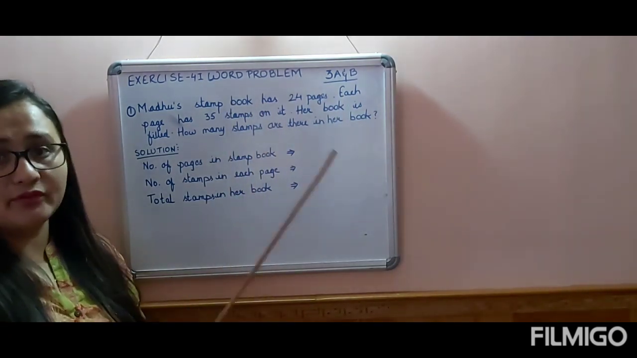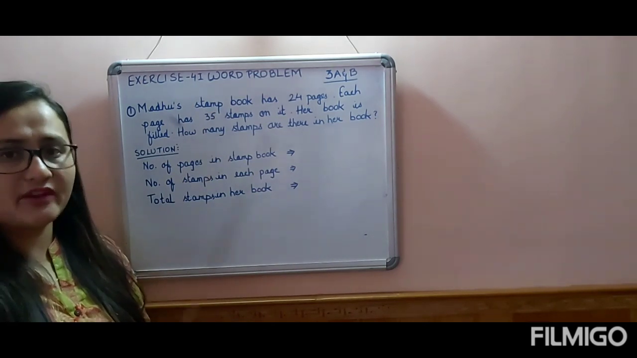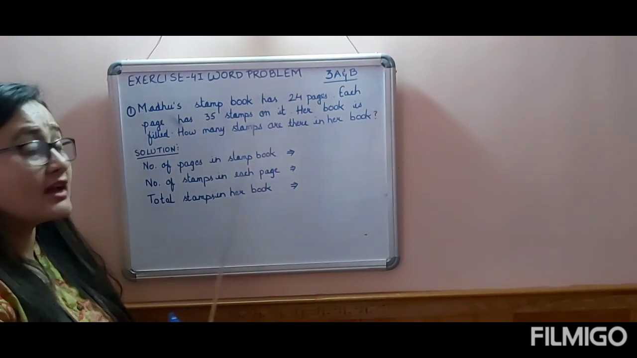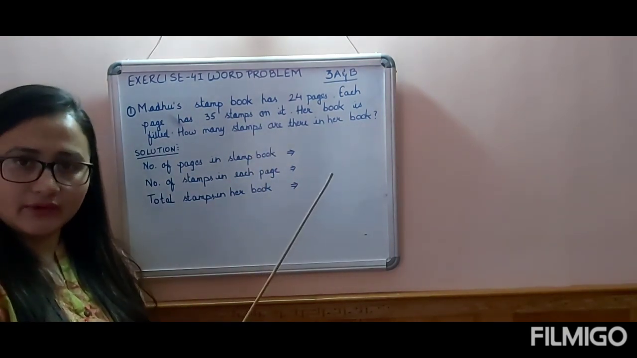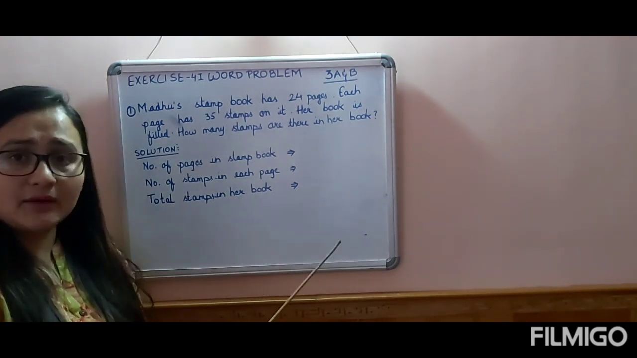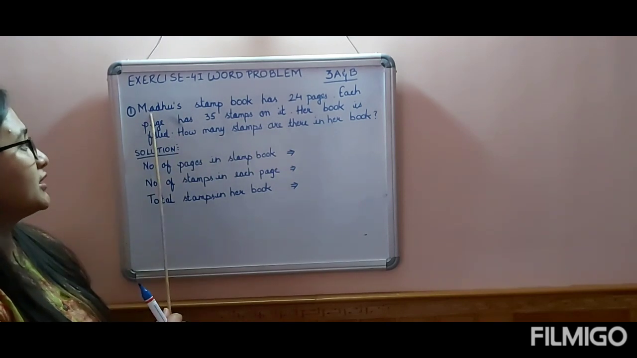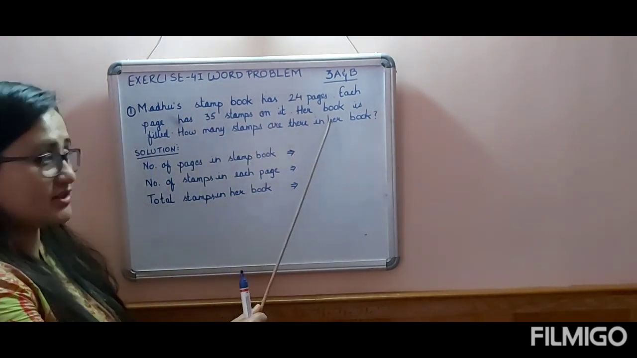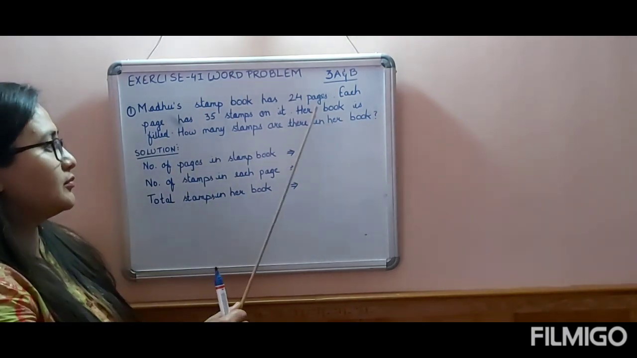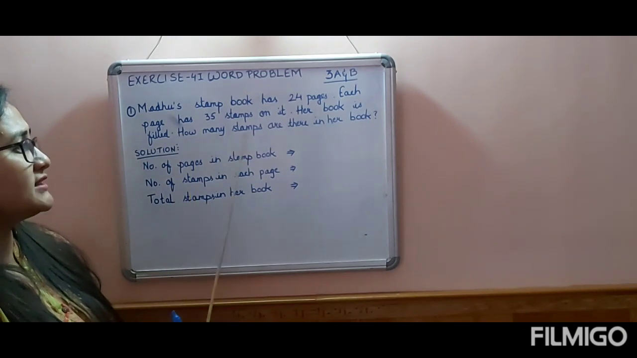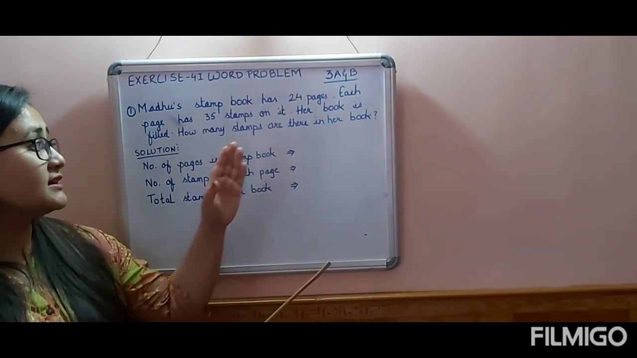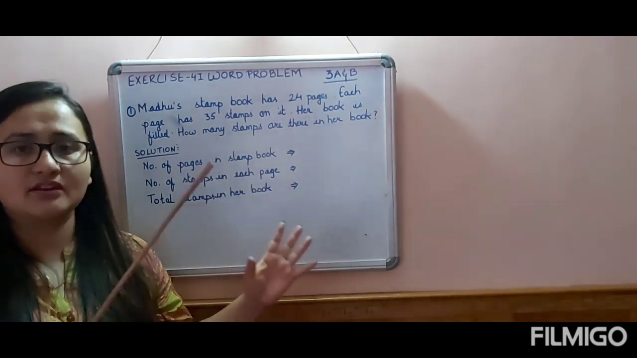As I explained before, it's very important to frame sentences. Your first line will be your first sentence, your second line will be your second sentence, and the last line is what you have to find out, and whatever comes will be your answer. So Madhu's stamp book has 24 pages. Each page has 35 stamps on it. Her book is filled. How many stamps are there in her book? You are asked to find the total number of stamps in her book.